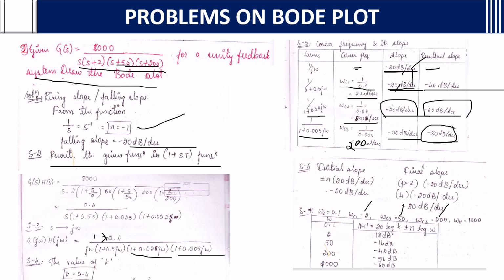So the next corner frequencies are 200 and 1000. So you got some different values. For these values 0.1, 2, 50, 200 and 1000, you have the formula 20 log K plus or minus N log omega. Here the K value is 0.4, and the N value is minus 1, what you calculated initially. If you put the K value, N value and omega value as 0.1 and find using the calculator, you will get different magnitude values with frequency, that is omega. So you can plot on the graph.